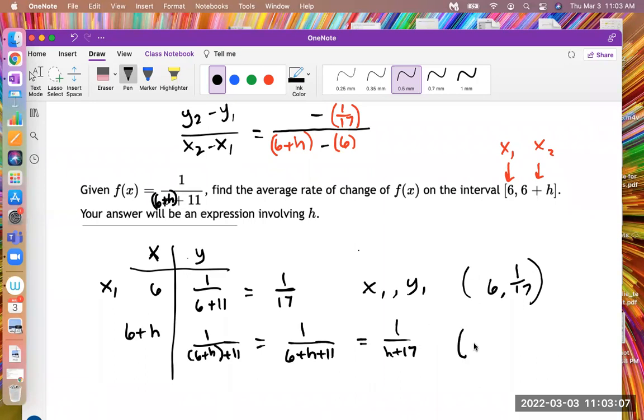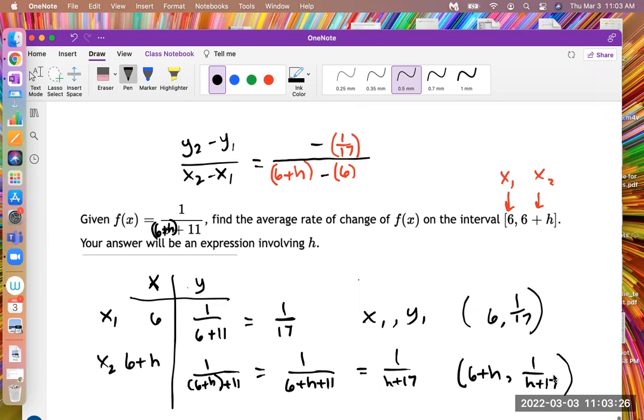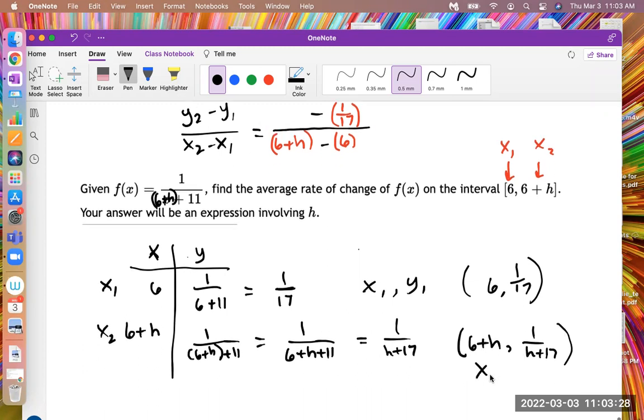So I plug in 6 plus H, that is my X coordinate, and that was my X2. Then the corresponding Y coordinate I got was 1 over H plus 17. So that's my X2, Y2. For my Y2, I plug in 1 over H plus 17.